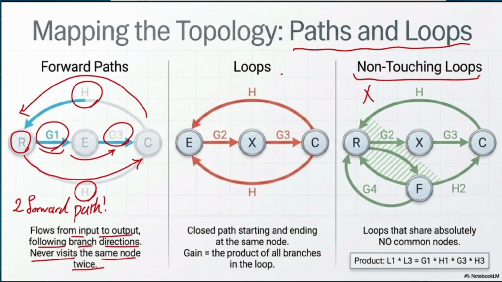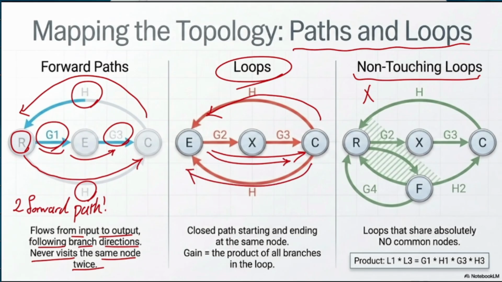Another thing that we have is called loops. Loops, as you know, means that I have the forward path, but I have to come back to the node that I started from. So this can be considered one loop, and this and this can be considered another loop. So I have two loops. One of them is G2, G3 times H, and another one is G2, G3 times another H. With H1 and H2, obviously these two are going to be different. So again, a loop is a closed path starting and ending at the same node.